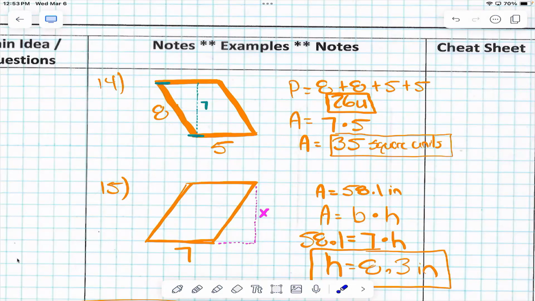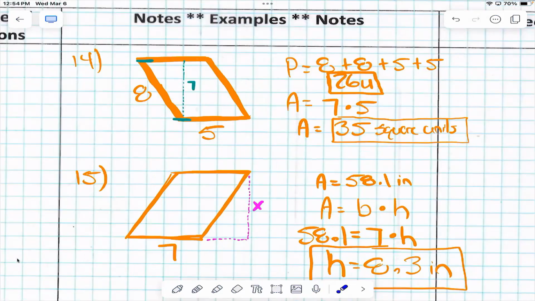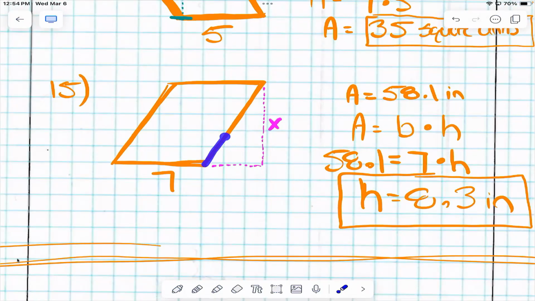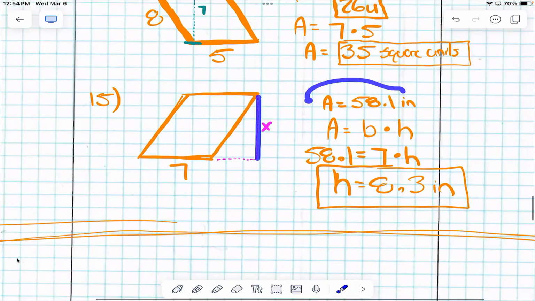What's this called? We don't know. It's called a side, right? Yeah. Because the height cannot be what? Slant. So we have to go straight up and down, and that's our height, yes? Yes. How about this? Is this the height of a parallelogram? No. Is this the height of a parallelogram? Yes.